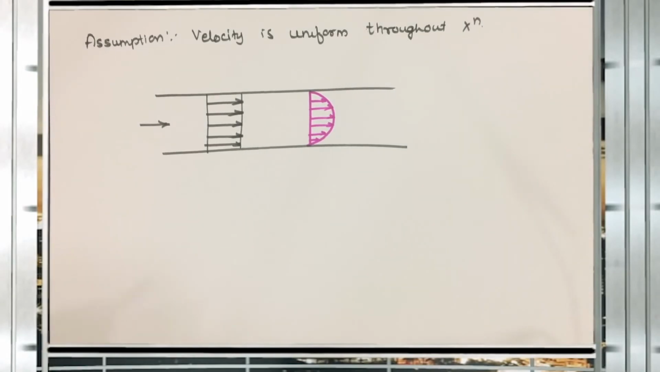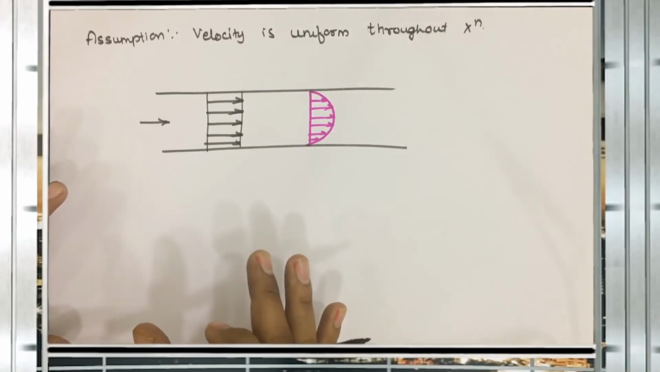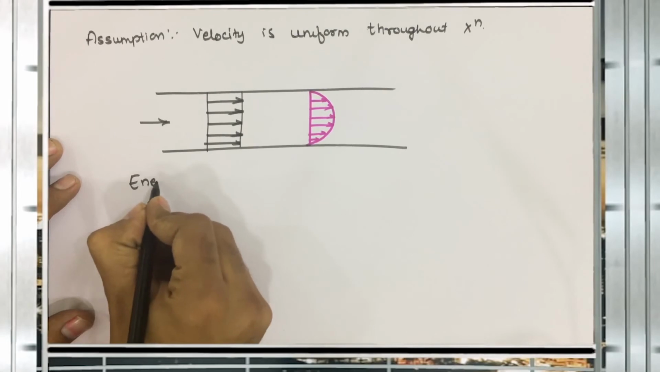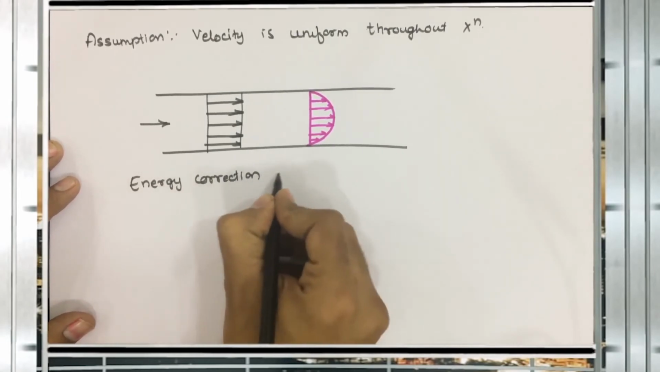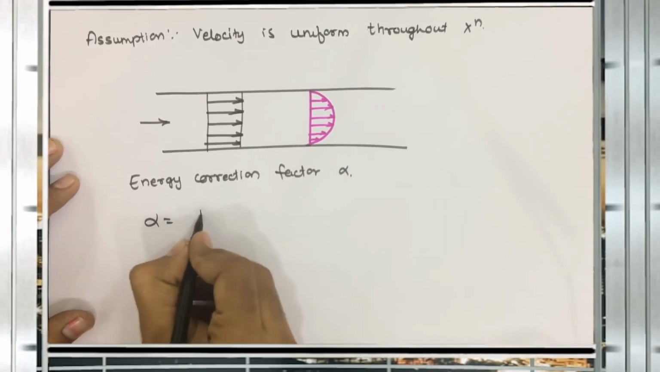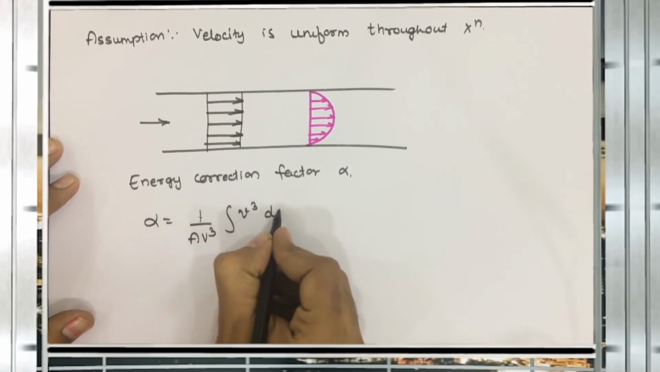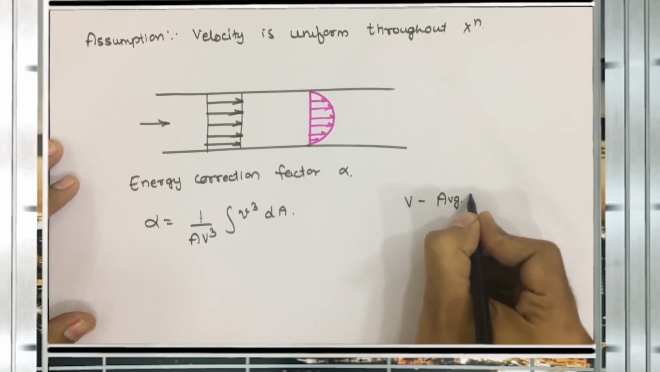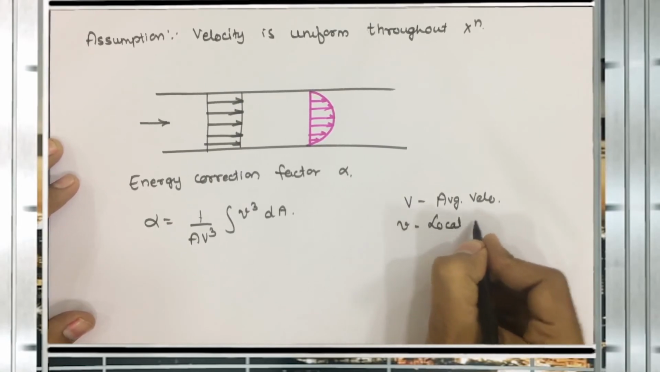This was our assumption. In order to compensate for this assumption, we will use a correction factor called the energy correction factor, alpha, such that alpha is equal to 1 by AV cube times the integration of small v cube into dA, where capital V is the average velocity and small v is the local velocity at a point.